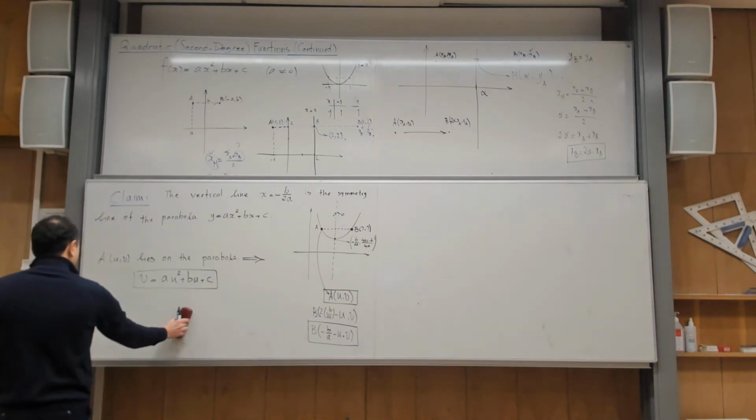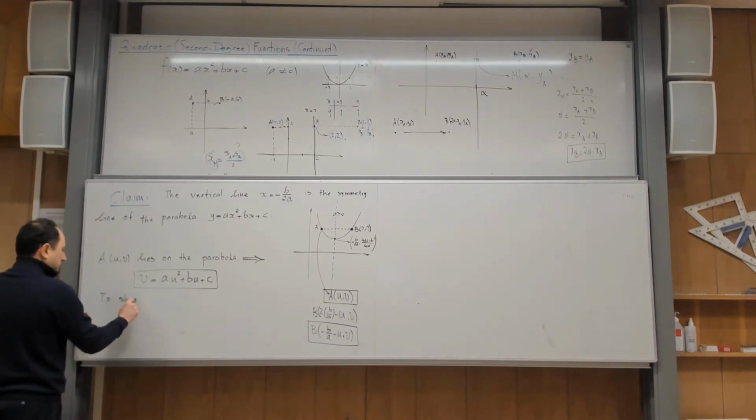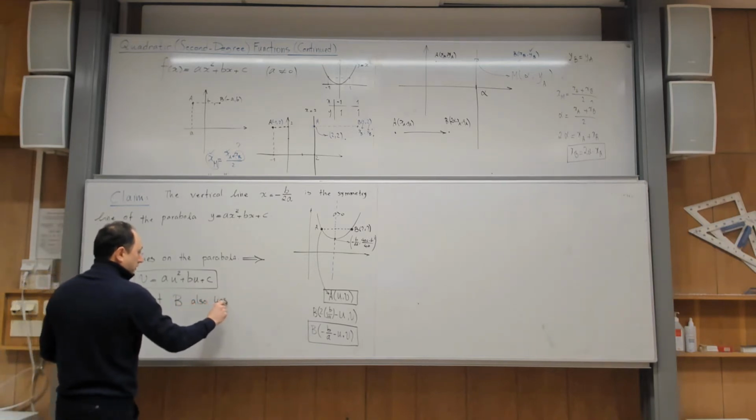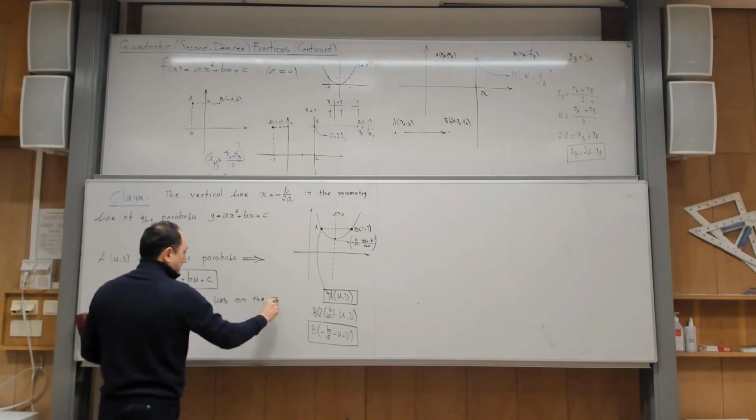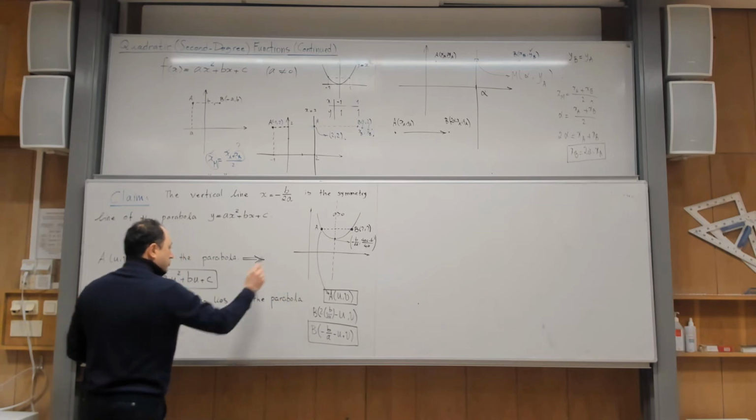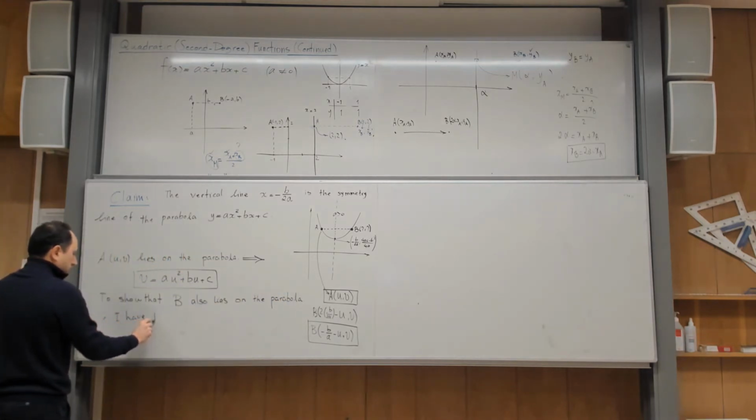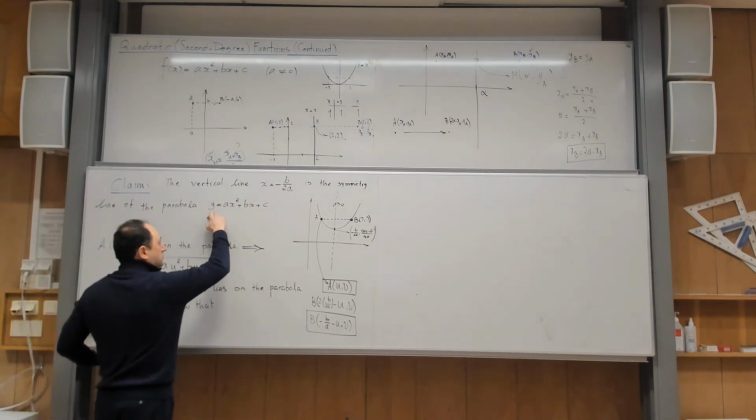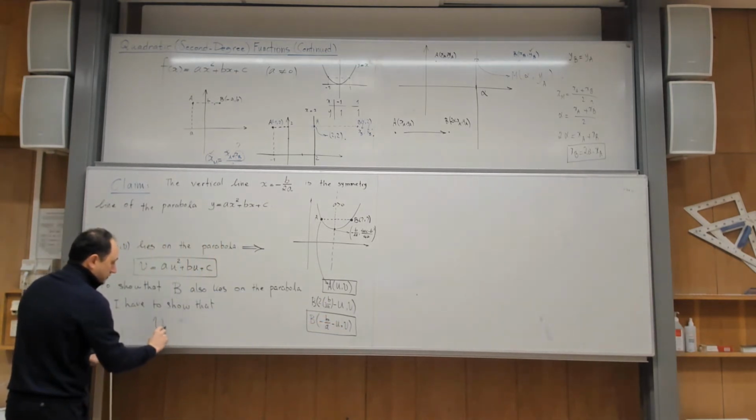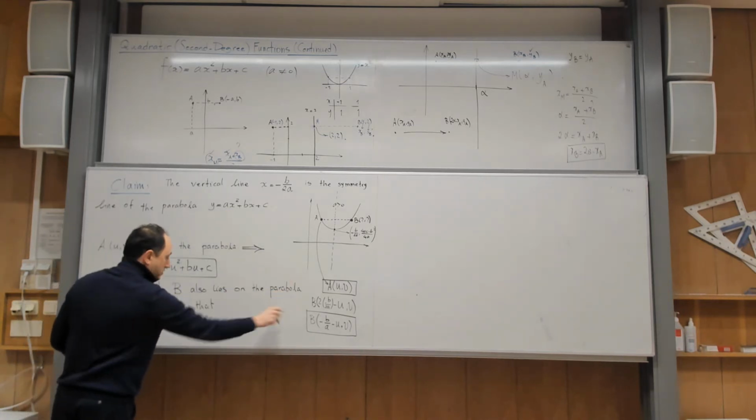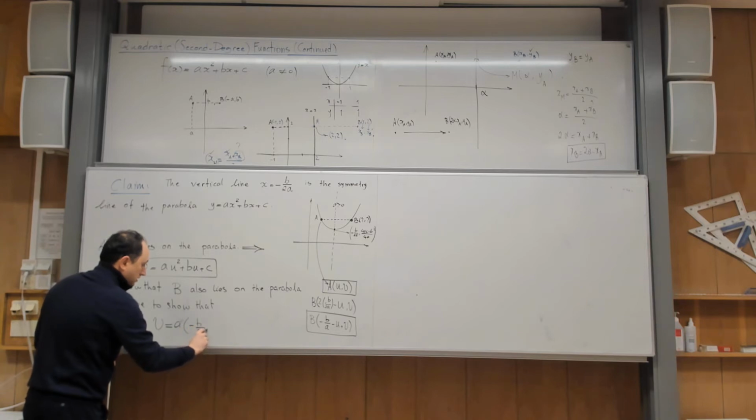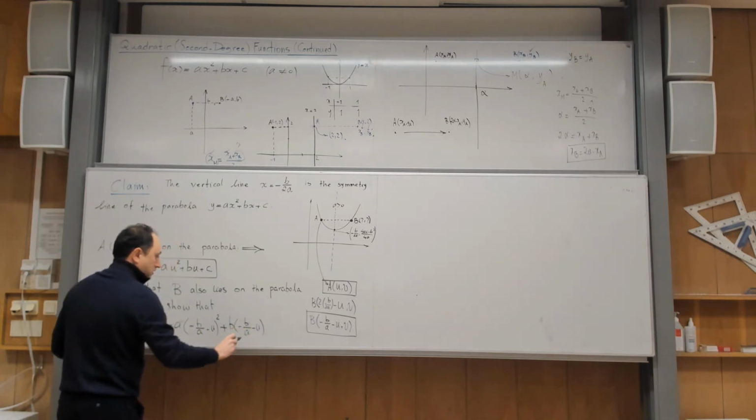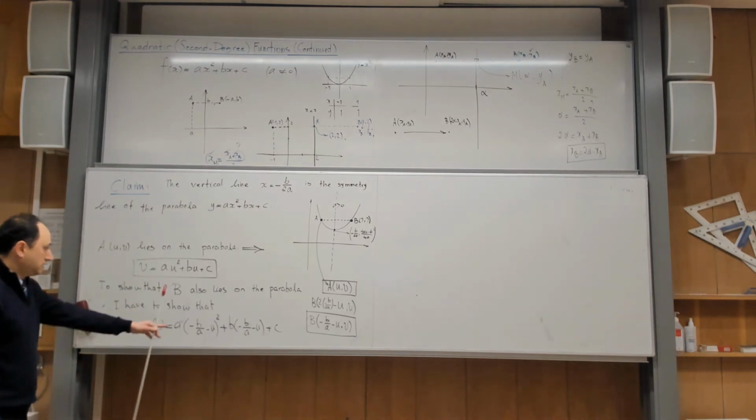So I would say that to show that B also lies on the parabola, I have to show that what happens if I replace y with the y coordinate, which coincidentally here is v again, and if I replace x with the x coordinate, we have to show that this is true.